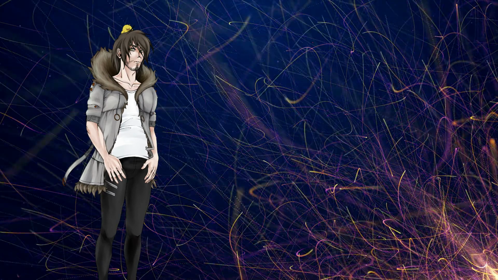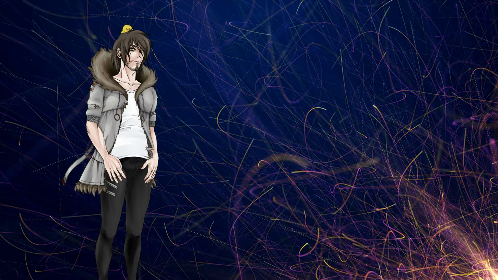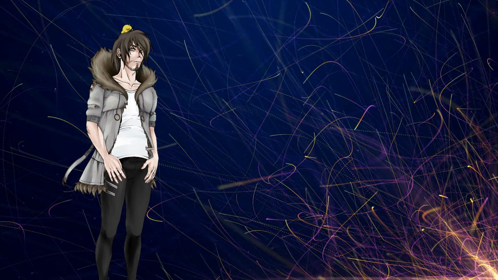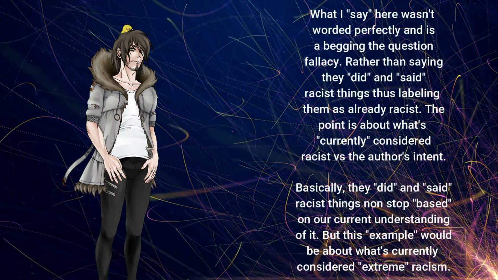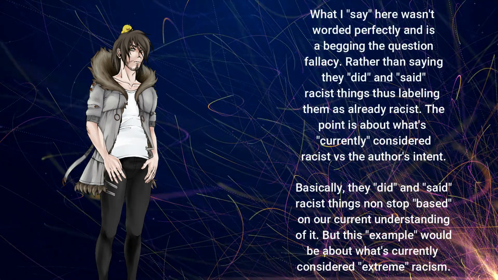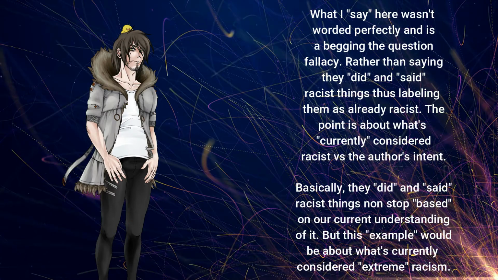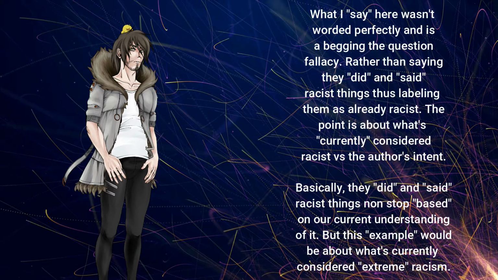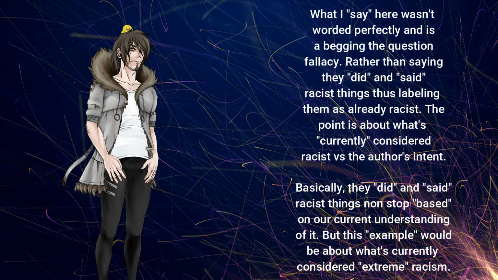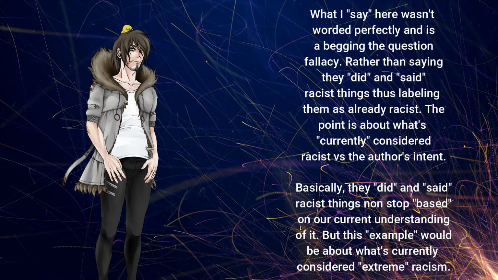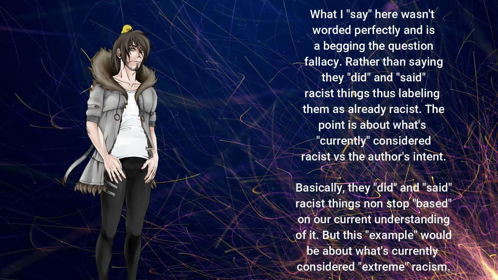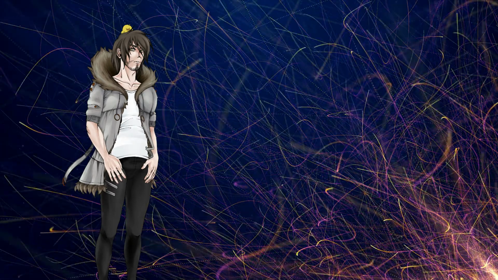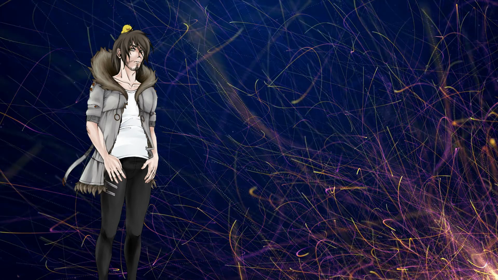Let's say there's an author from the 1800s, right? And he writes a character who does and says consistently racist things, one after another, non-stop, and zero remorse is ever shown at any point. Just always doing or saying something racist. But who's deciding what is or isn't racist?